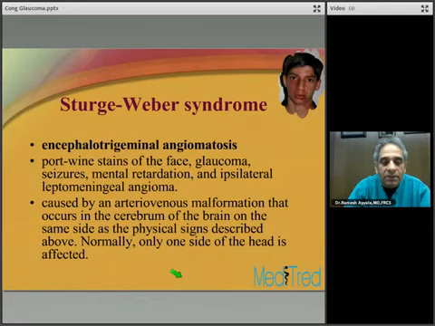glaucoma, seizures, mental retardation, and ipsilateral leptomeningeal angioma. So typically they have a cavernous angioma of the face, as is seen here. They have angioma of the choroid in the eye, and they have leptomeningeal angioma all on the same side. It's caused by an AV malformation that occurs in the cerebrum of the brain on the same side as the physical signs described above. Normally, only one side of the head is affected.